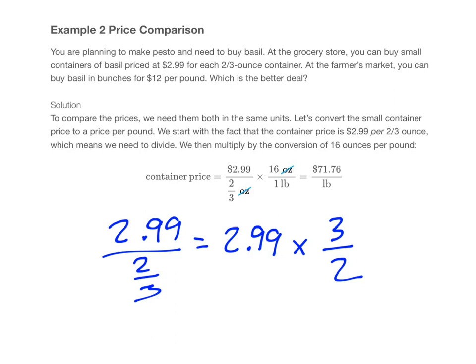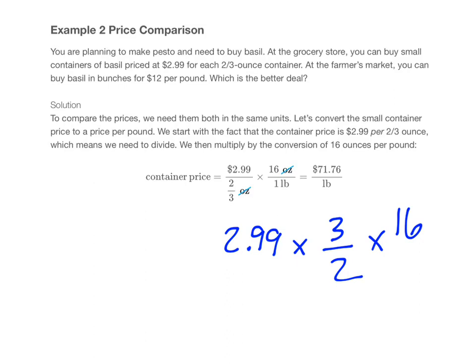And then this one goes on and actually adds in the conversion factor, and we're going to multiply by 16 ounces to 1 pound. All right, so we've taken care of the units up here, so this calculation is just showing the numbers. And then an easy way to do this would be to cancel if you can. So 16 and 2, we can divide both of those by 2. And then this calculation just becomes $2.99 times 3 times 8. And that's where we're getting this 71.76.